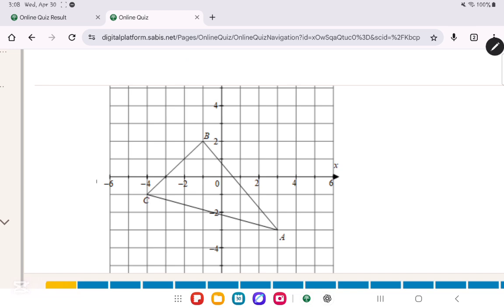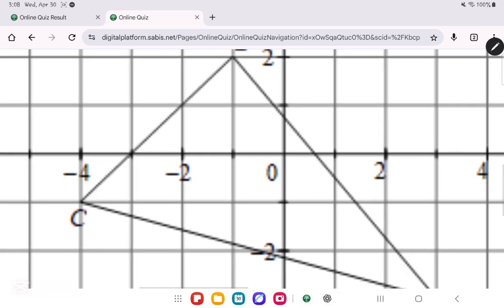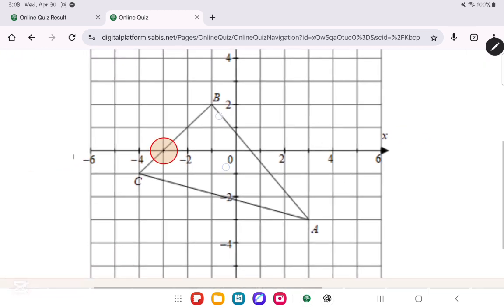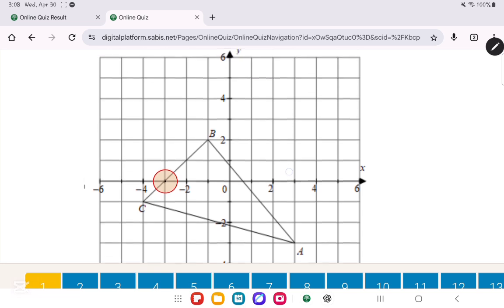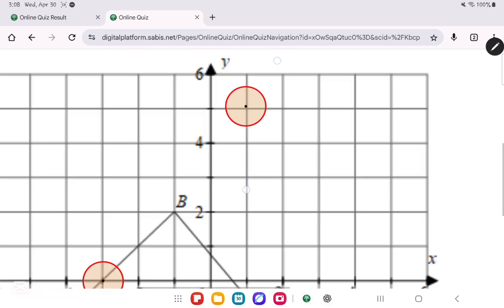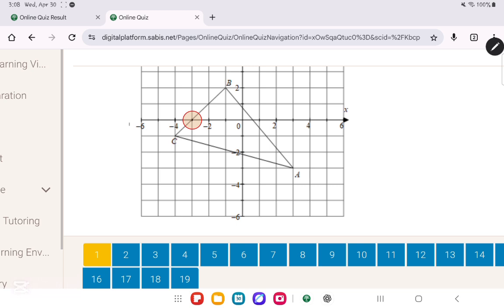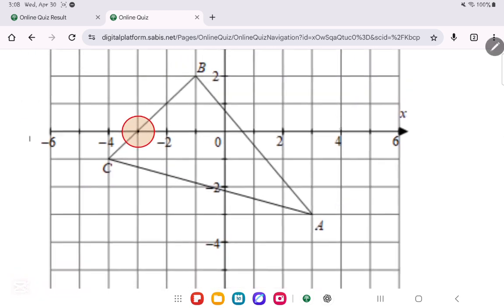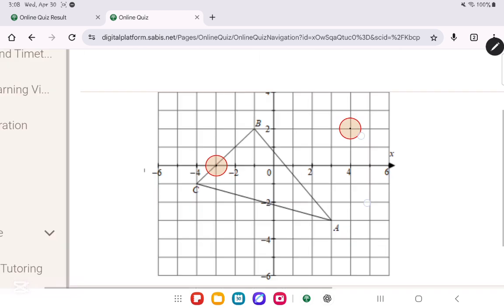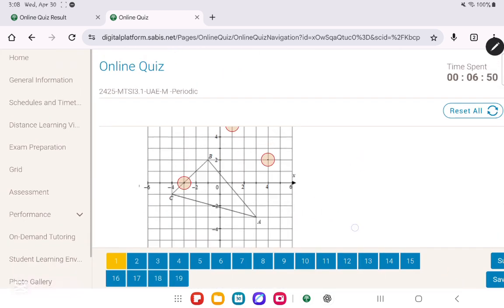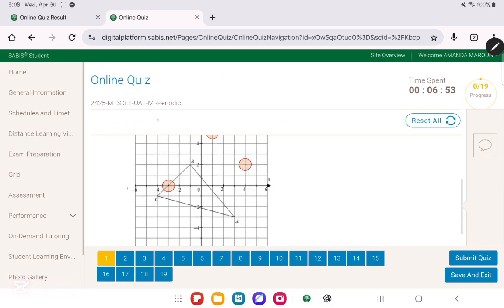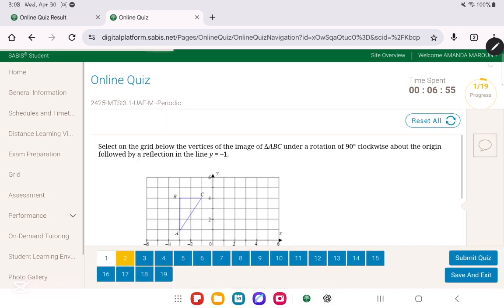Let me just put the points. So the first point we have was on (-3, 0) over here. The second point we had was on (1, 5), so it's going to be over here. To be more exact, I'll put it here. And then finally, for the last point we have, which is C double prime, it is going to be on the point (4, 2). So it's going to be over here. That is pretty much it for question number 1. Now we will move on to question number 2.